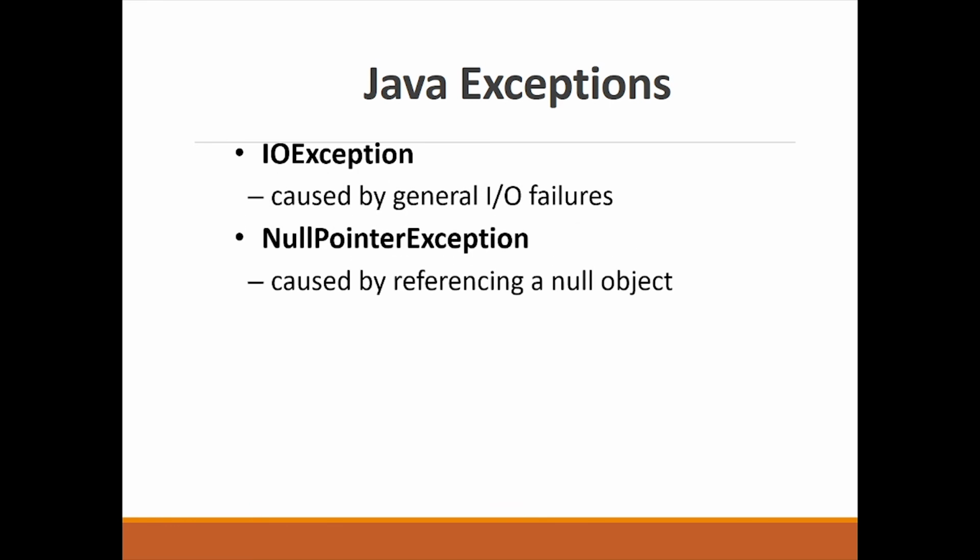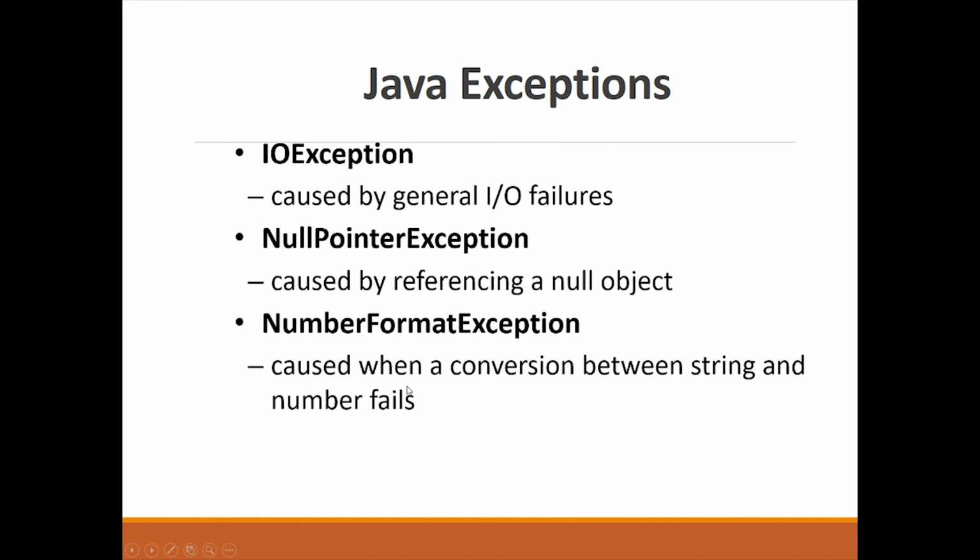Next we have the null pointer exception. This is caused by referring to a null object. Next we have the number format exception, caused when a conversion between strings and numbers fails. As we all know, we are able to parse data types. So if you try to parse a string into a different number format and it fails, that's when the number format exception is executed.